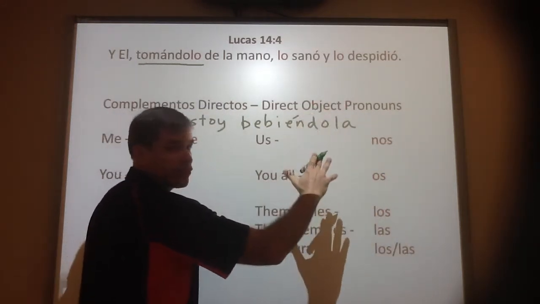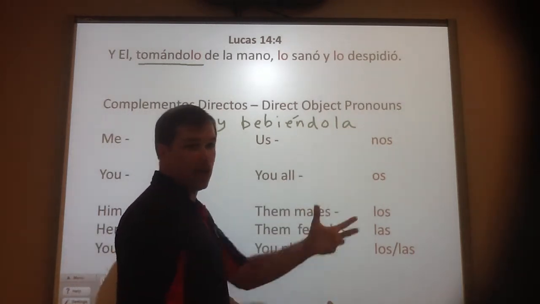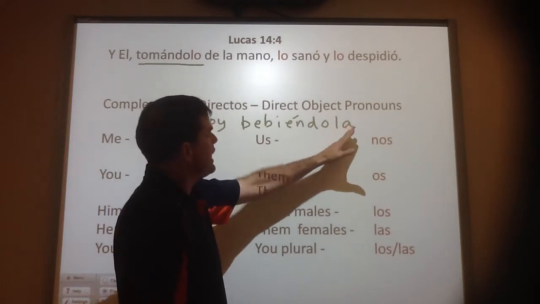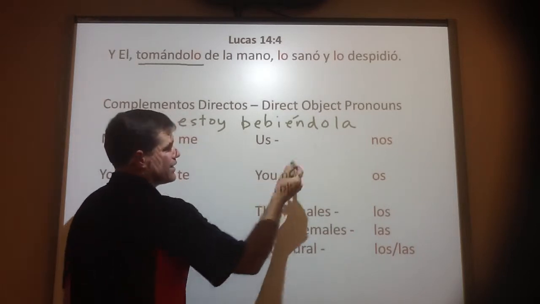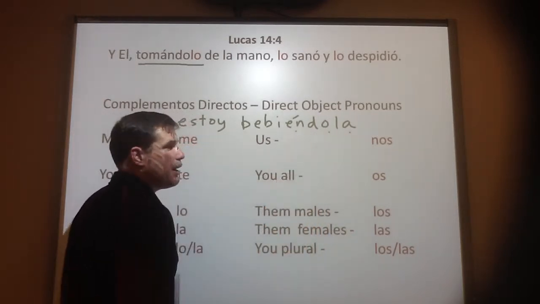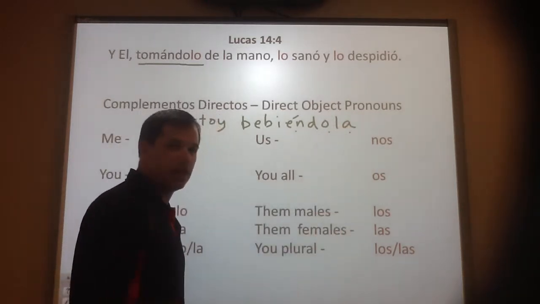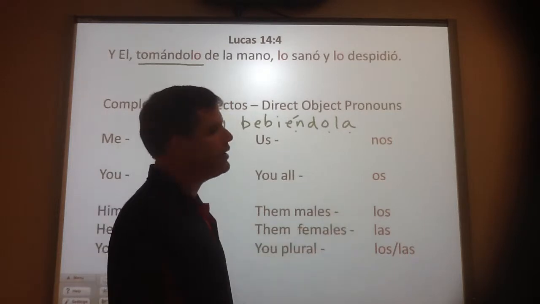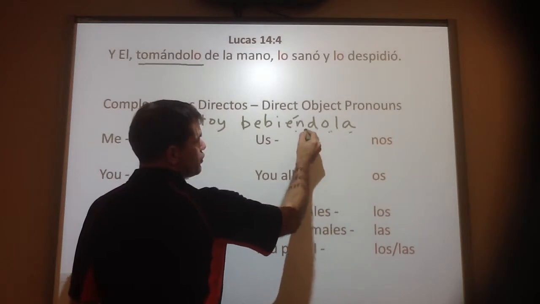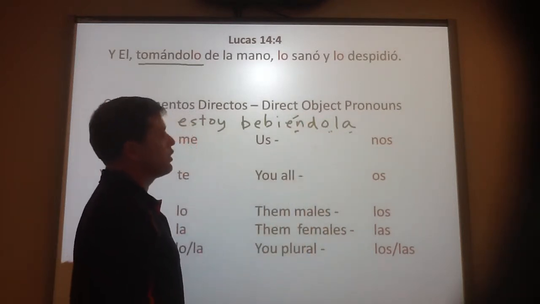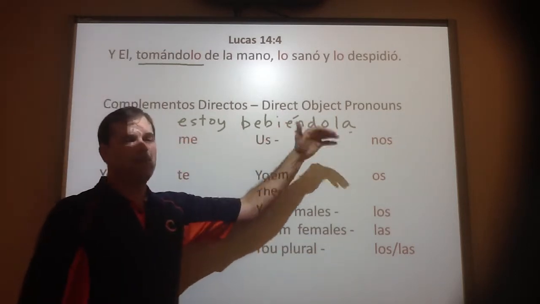Now, when we add it to the end of an ando or yendo form, we're adding a syllable which changes our pronunciation rule, which means we have to write in an accent mark. If you add one lo, la, los, or las, or me or te, to the end of an ando or yendo, I have an easy solution for you to remember where to put the accent. Just count back 1, 2, 3 vowels, and it will go on that vowel. If you're adding a lo, la, los, las, nos, me, te to the end of an ando or yendo form, count back 1, 2, 3 vowels, and that's where the accent mark goes, on the E, or on the A if it's ando.